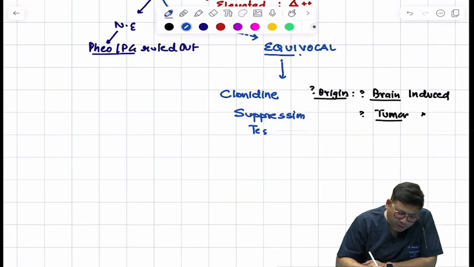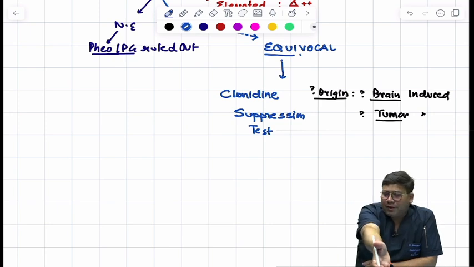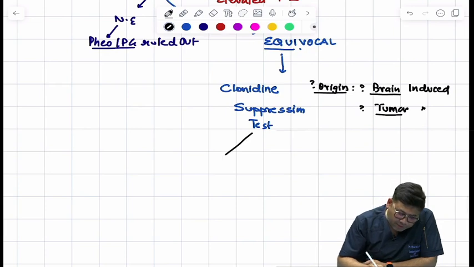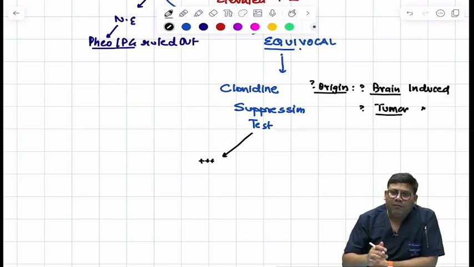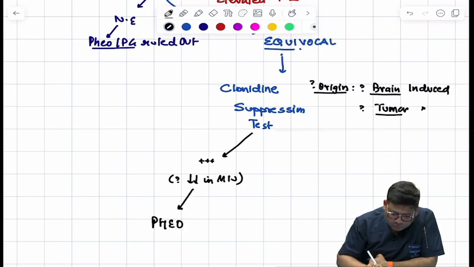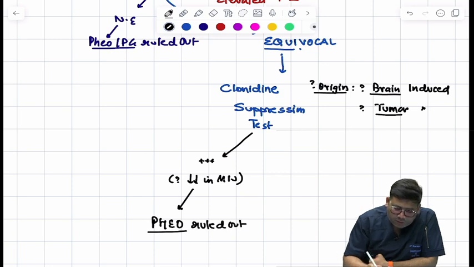So the clonidine suppression test. A question has come on the image that was set, on FIO. So clonidine suppression test, if it is positive, that means if the level goes down, if there is a decrease in catecholamines, a decrease in metanephrines, then FIO is ruled out because it was due to the brain. So FIO is ruled out. Which one is not under control?